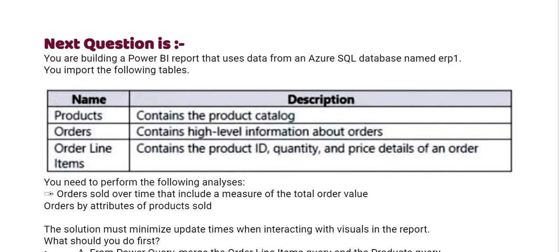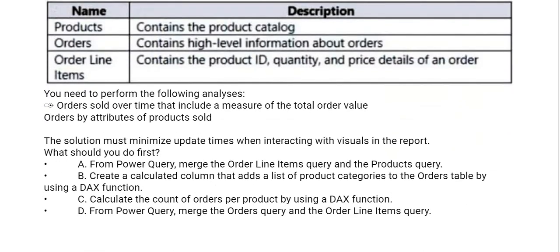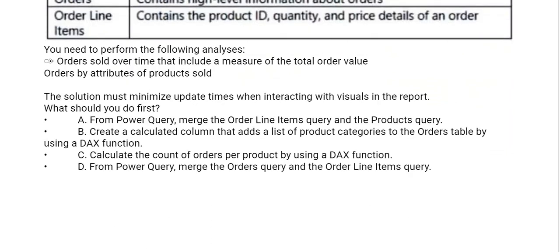You need to perform the following analysis: orders sold over time that include the measure of total order value, and orders by attributes of product sold. The solution must minimize update times when interacting with visuals in the report. What should you do first?